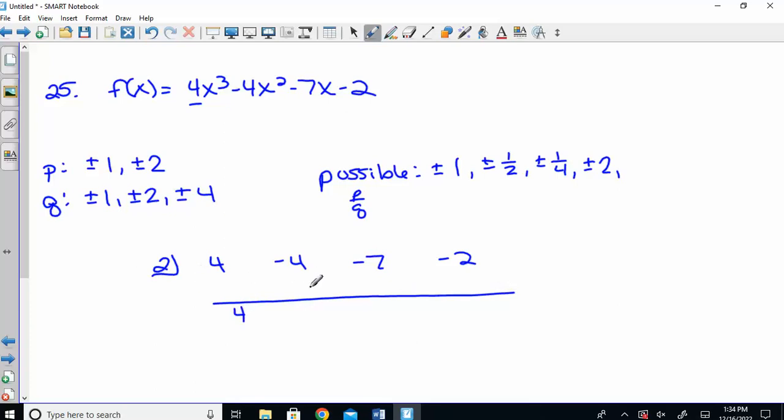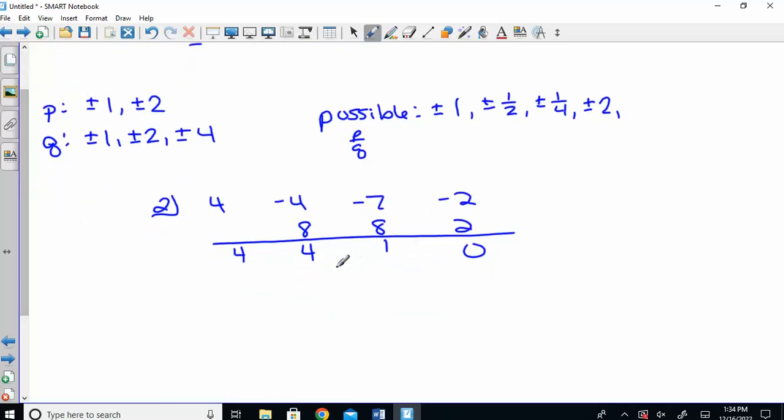So 4 comes down. 4 times 2 is 8. 4 plus 8 is 12. 12 times 2 is 24. Add and we get 25. Okay, it's a remainder of 0 because it's an intercept. So we have 4x squared plus 4x plus 1. What could you do to finish this?